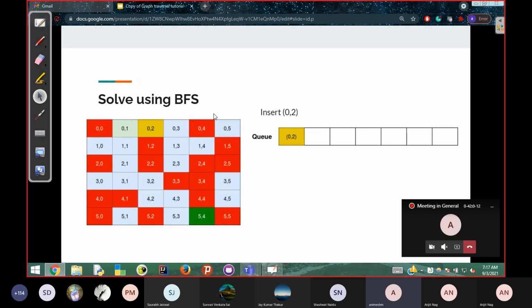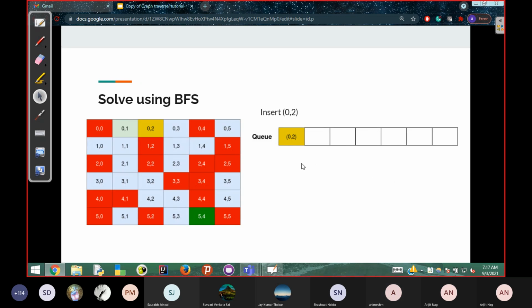So I'm starting from here only. Basically, we'll start with the BFS part. As you know, to do the BFS we need to use the queue. Here our initial start state is 0 2, as the frog is here in 0 2. So we just enqueue that into the queue.